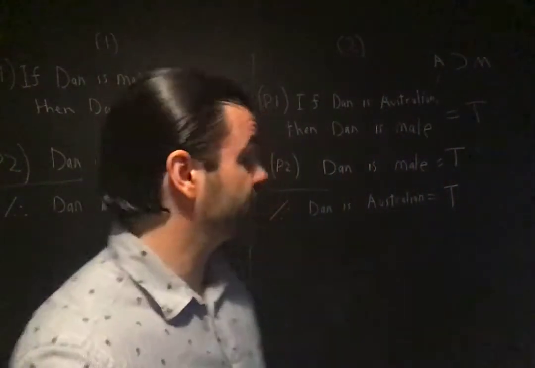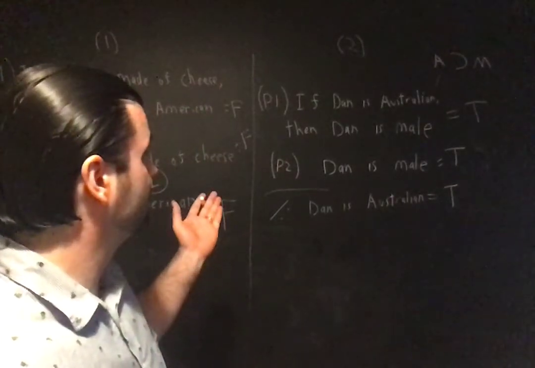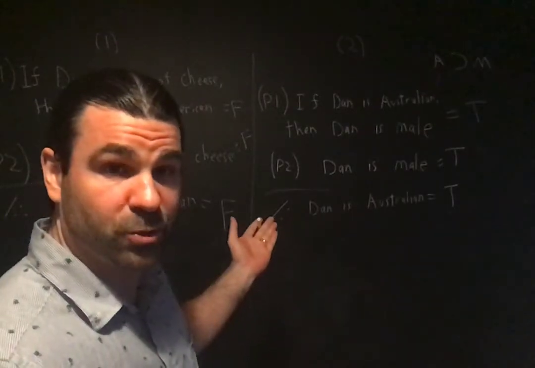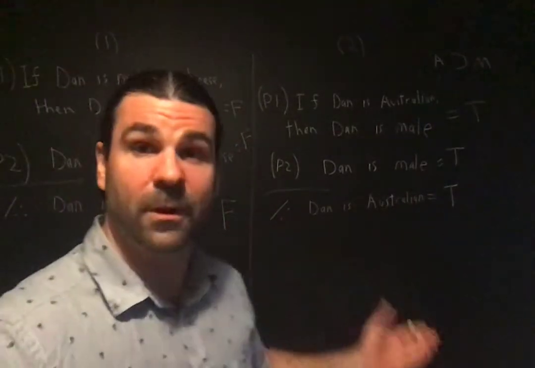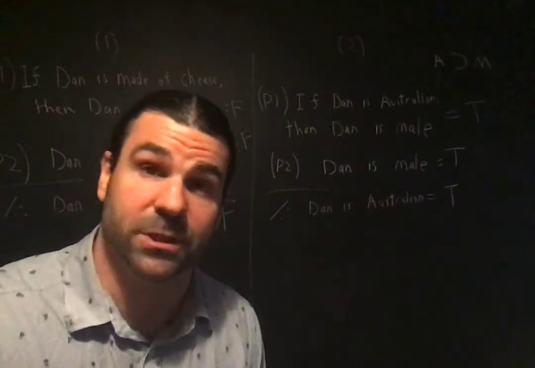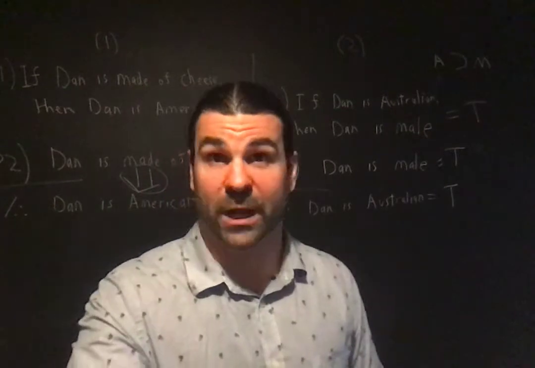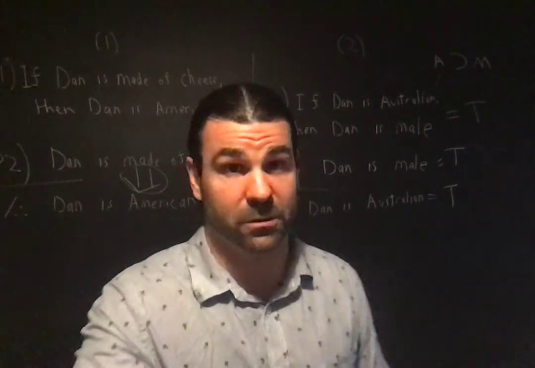So here we have both premises true, the conclusion is also true, but it's not a valid argument because there is a possible world where the premises are true and the conclusion is false, right?